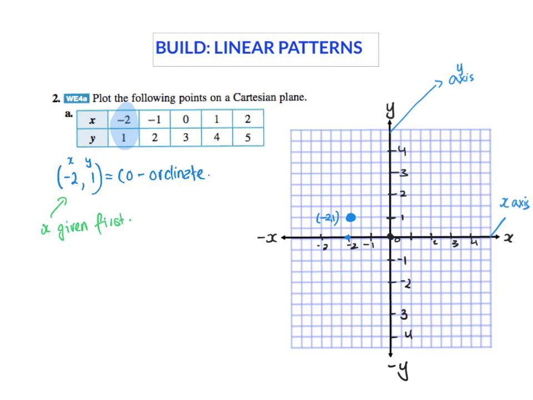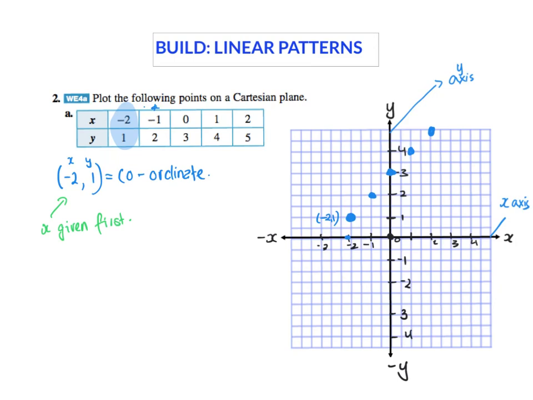So if we go and plot the rest of these coordinates, we've got x is -1, y is 2, so I've got it there. Then when x is 0, y is 3, when x is 1, y is 4, and when x is 2, y is 5. So I'll go up there.